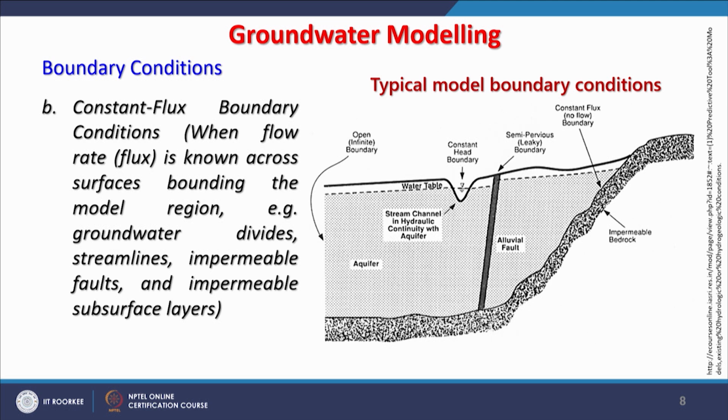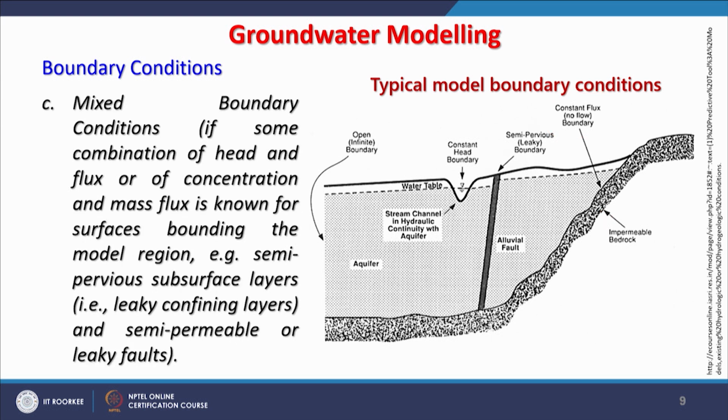Second type of boundary conditions is constant flux, which we have seen here, and that basically means no flow through this boundary. When flow rate, or flux, is known across a surface boundary of the model region, that is groundwater divides, streamlines, impermeable faults and impervious subsurface layers, like here where we are seeing impervious bedrock. So, these also make boundary conditions.